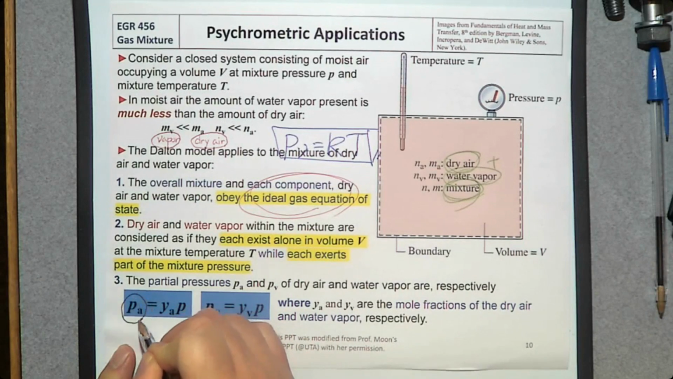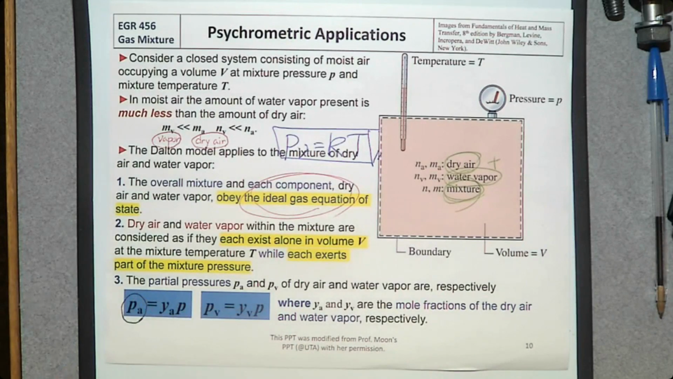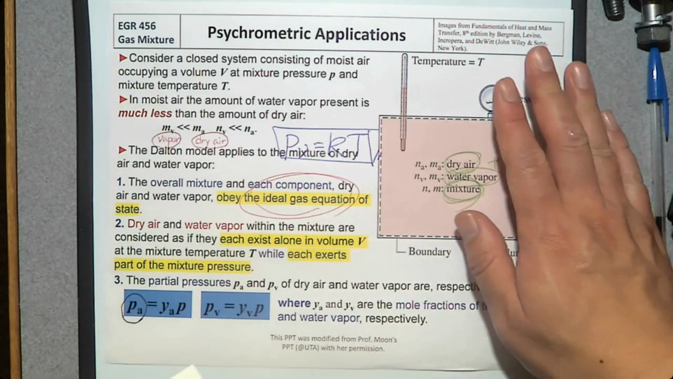PA, the partial pressure of dry air, can be determined by yP, where y is the mole fraction of dry air times the total pressure. PV, the partial pressure of water vapor, can be determined by the mole fraction of water vapor times the total pressure. So that's how we determine the partial pressure of each component.